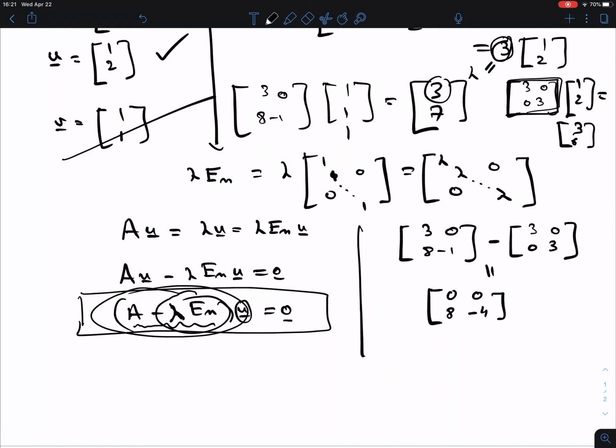It's not so hard to see that this is a matrix with determinant 0. The determinant of this matrix is 0, so yes, this is a not invertible matrix. The original matrix, by the way, is invertible. What's the determinant of the original matrix? Negative 3, right?